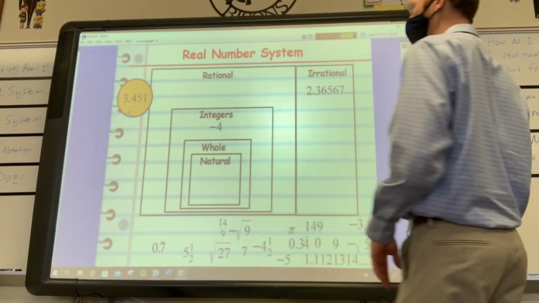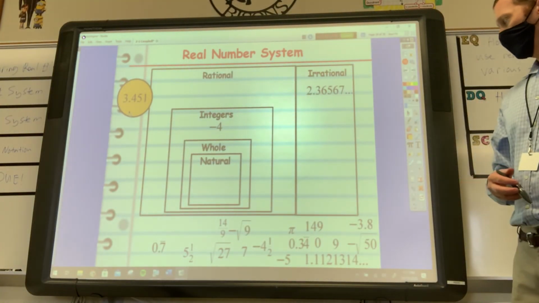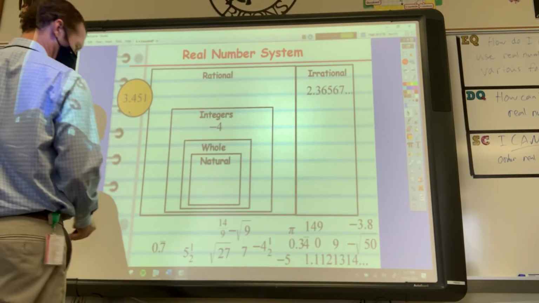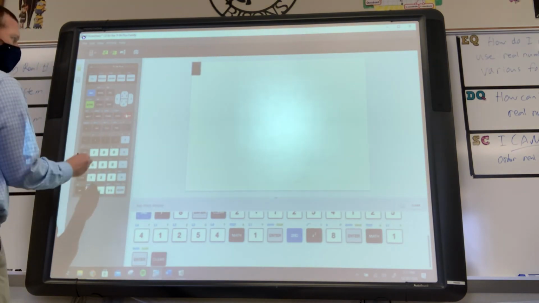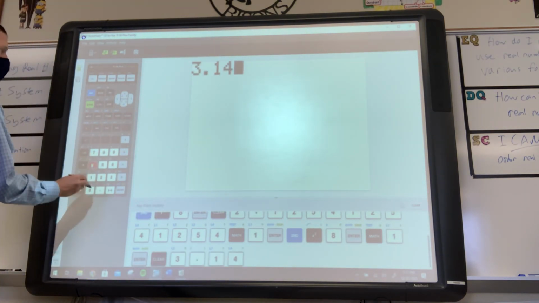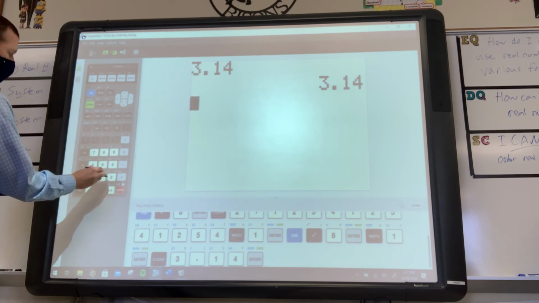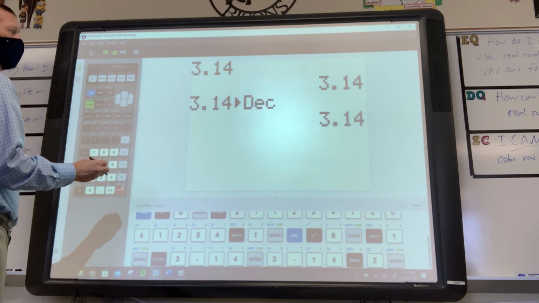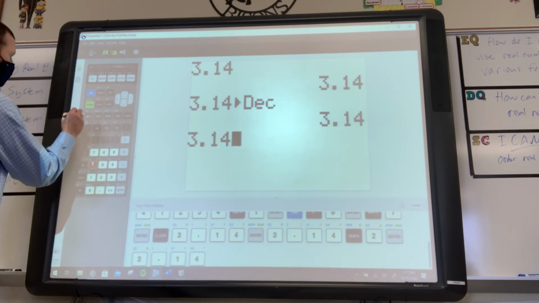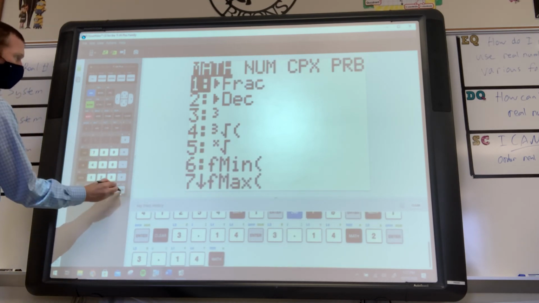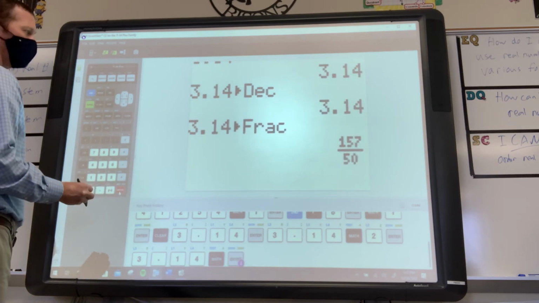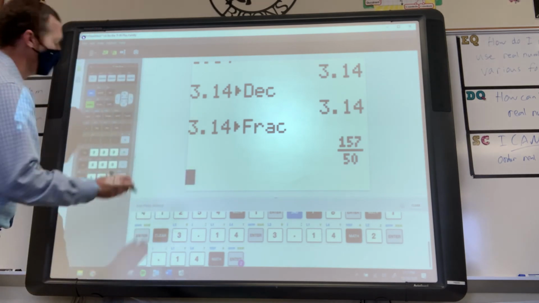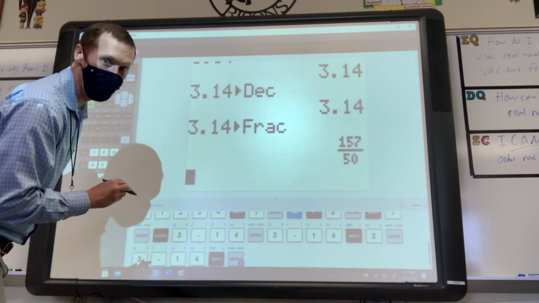So wait, if pi is 3.14, so all my teachers in the past have said pi is 3.14. Yeah. So if pi is 3.14, then if you just put 3.14, I could turn that into a fraction. So that means pi must be rational. Yeah. Except it's not. Don't believe it. It's a lie. Because pi isn't really 3.14.